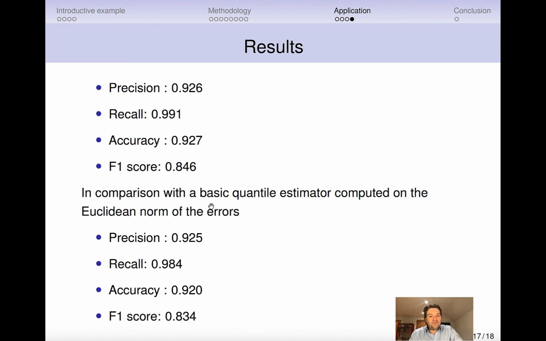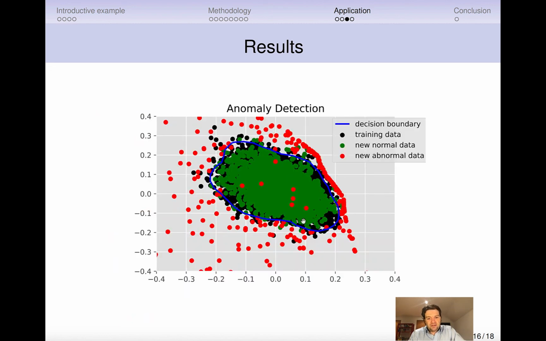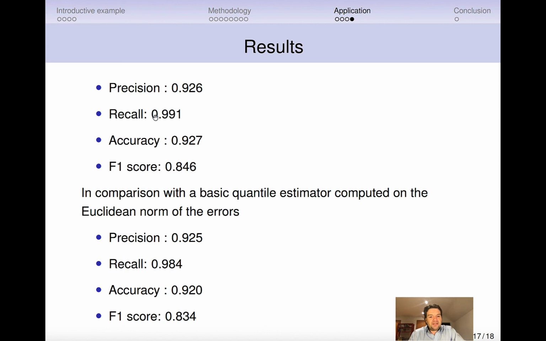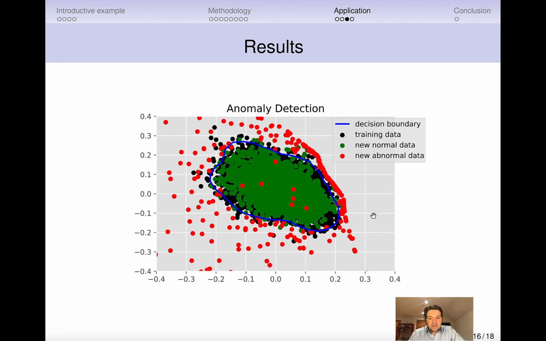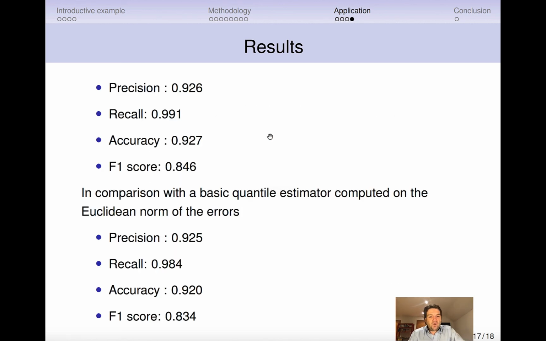Therefore, we have to compute the precision, recall, F1 score and accuracy. The recall is the probability of a red point to be detected when it's red, and this is 99%. The precision is the probability that you are a red point if you are outside the blue border, and this is also a good quantity here. The harmonic mean of those two quantities, which is relatively high, is the F1 score, and the accuracy, which is the proportion of correct classifications here, is relatively good as well.